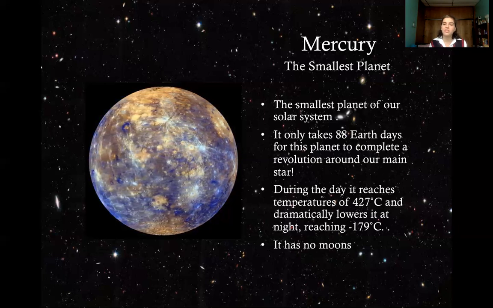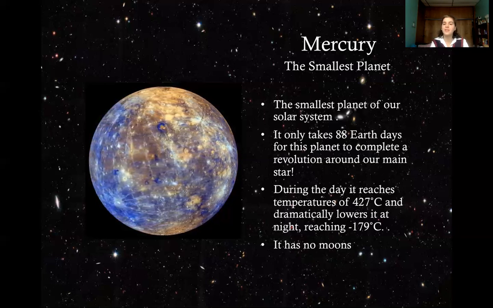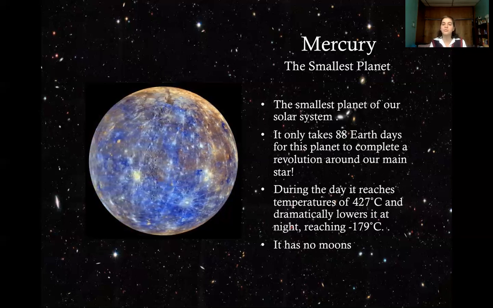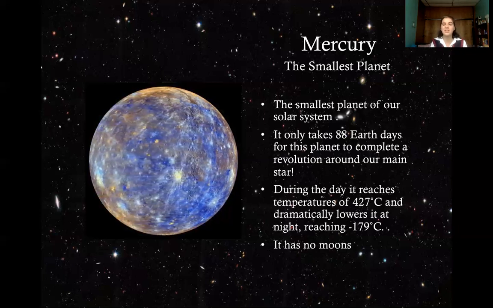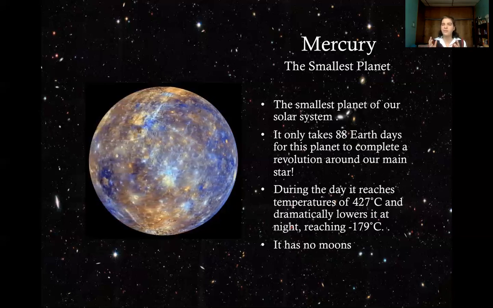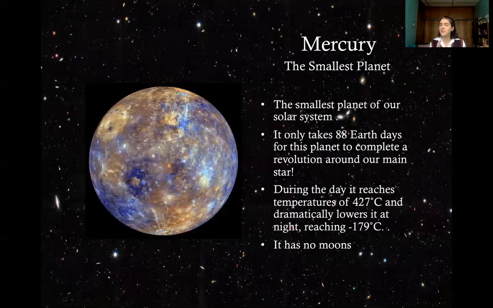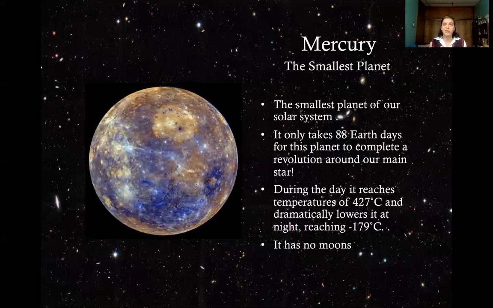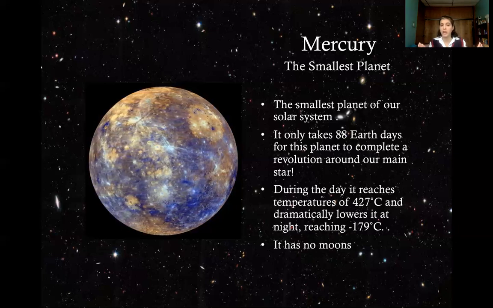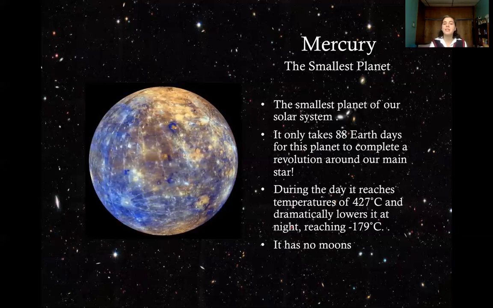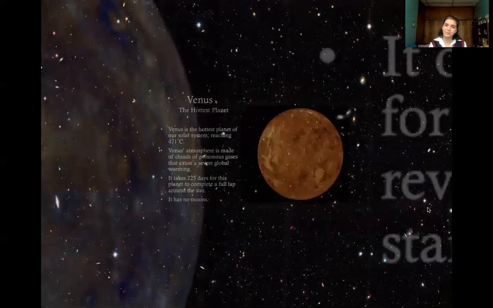During the day, it reaches temperatures of 427 degrees Celsius and dramatically lowers at night, reaching minus 179 degrees Celsius. Our bodies can only sustain about 50 degrees Celsius. If we go over that, we're probably going to die. So there's no way we can visit Mercury. It's too hot for us. And this planet has no moons.